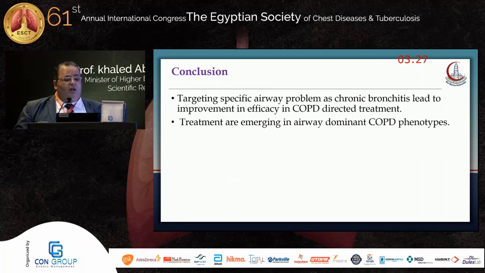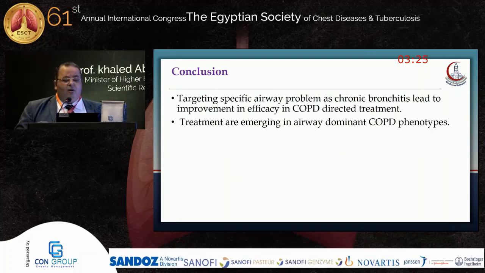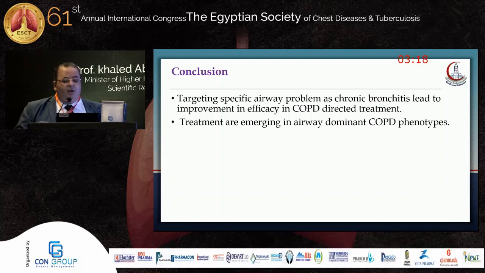In conclusion, targeting specific airway problems such as chronic bronchitis leads to improvement in the efficacy of COPD-directed treatment. Treatments are emerging in airway-dominant COPD phenotypes. Thank you very much.